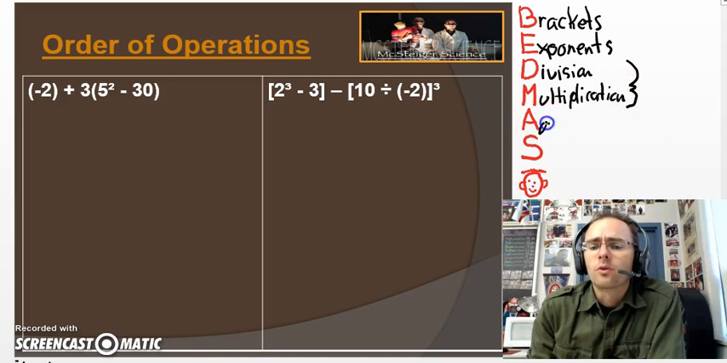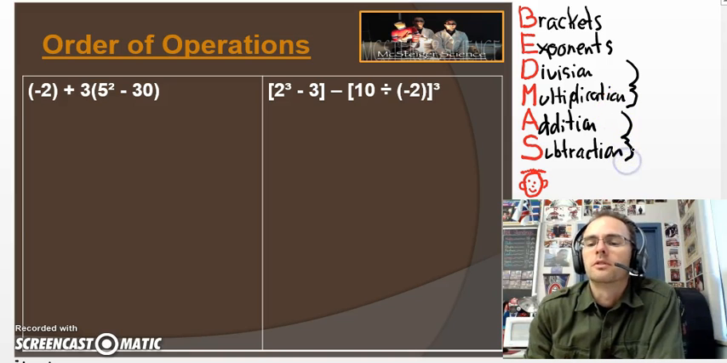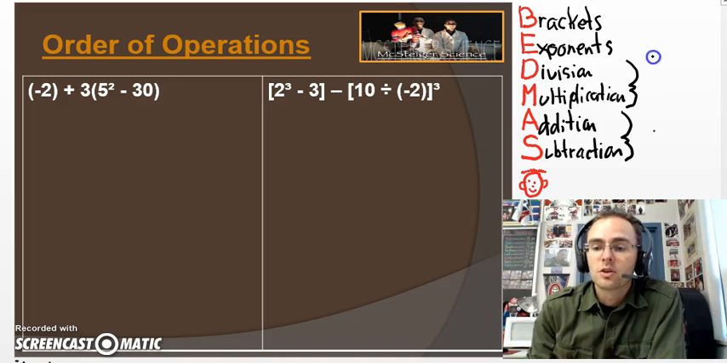The A stands for addition, and S stands for subtraction. And these two, the same thing as division and multiplication. It's whatever comes first as you start from the left side. They're at the same level of your order of operations. So this is the order.